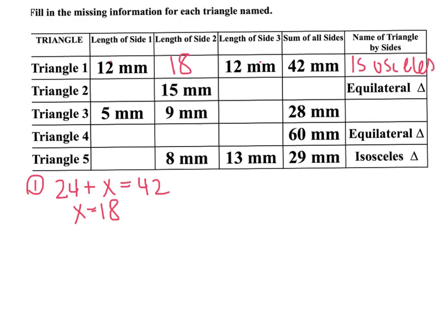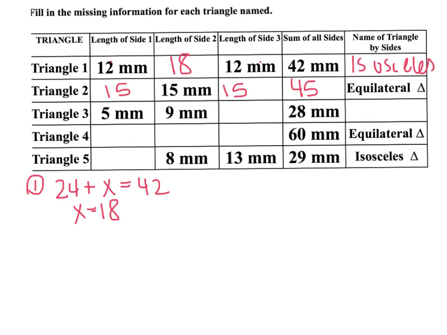Now let's look at triangle number 2. We're missing 2 sides and the sum, but it tells us that it's an equilateral triangle. So if we look at our definition, an equilateral triangle has all 3 sides that are the same. So we can fill in our sides. And we want to know what the total of all 3 sides are. So 15 plus 15 plus 15 is 45.